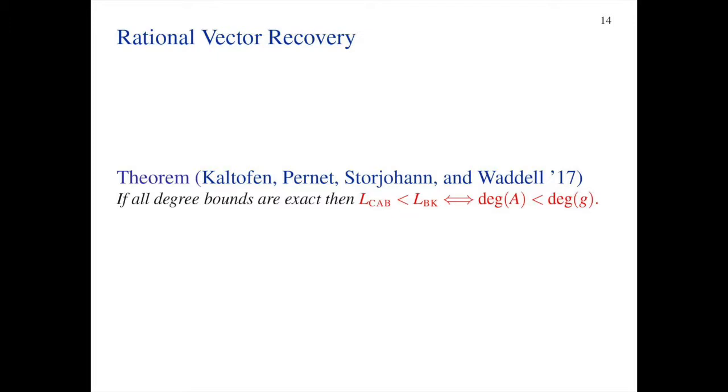However, for the vector case, you can do better than the Welch-Berlekamp count. And so let's say we have exact degrees, we don't have degree bounds anymore. Then this LCAP count is less than the LBK count every time the degree of A is less than the degree of G, the denominator. All right? So it turns out that you can actually save evaluations when you're trying to recover a vector of rational functions, using this generalized Welch-Berlekamp count.